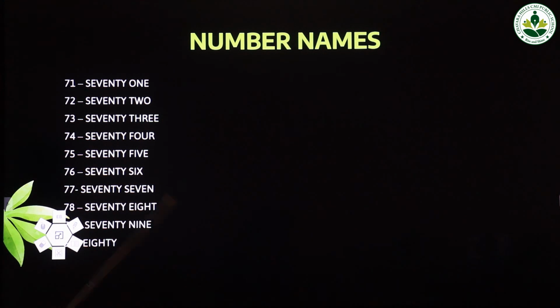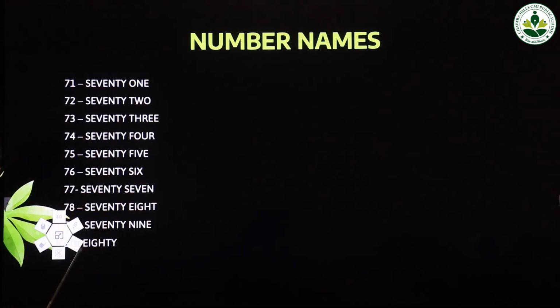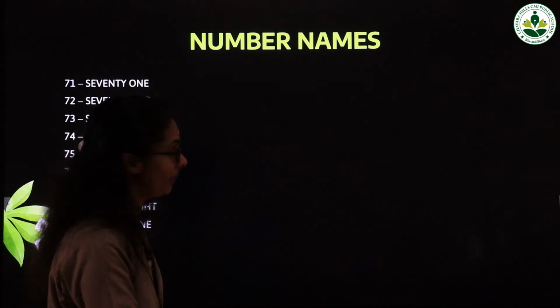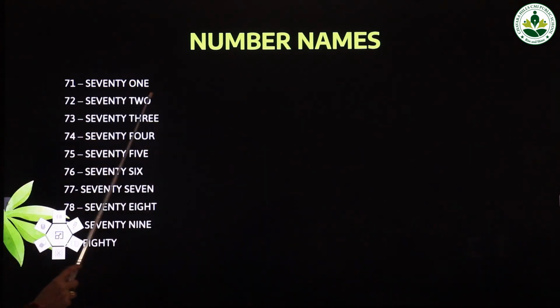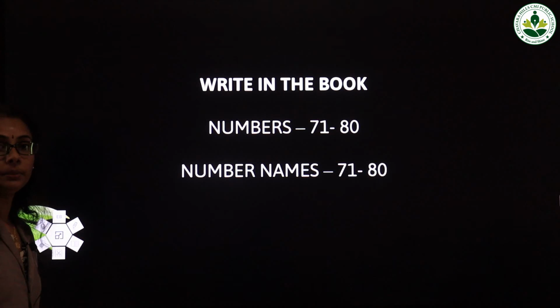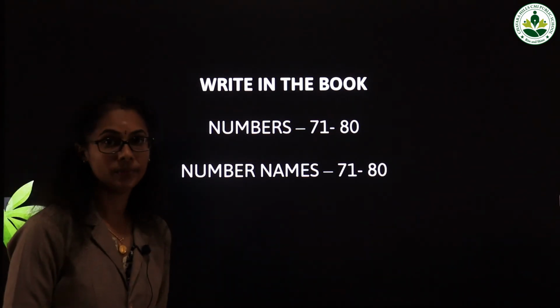Which number comes after 79? Number 80. Then EIGHTY, 80. So, 71, 72, 73, 74, 75, 76, 77, 78, 79, 80. Then write in the notebook numbers and number names from 71 to 80. Thank you.